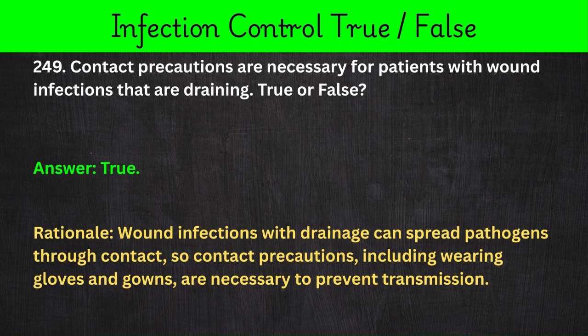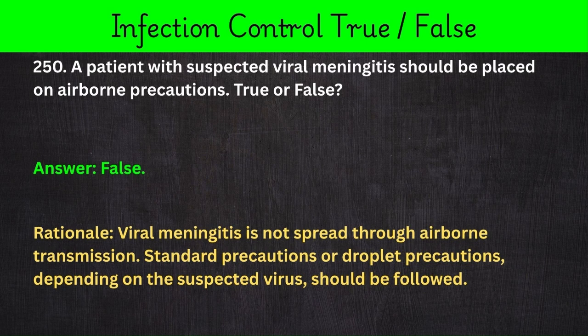to prevent transmission. 250. A patient with suspected viral meningitis should be placed on airborne precautions. True or false? Answer: false. Rationale: viral meningitis is not spread through airborne transmission. Standard precautions or droplet precautions, depending on the suspected virus, should be followed.